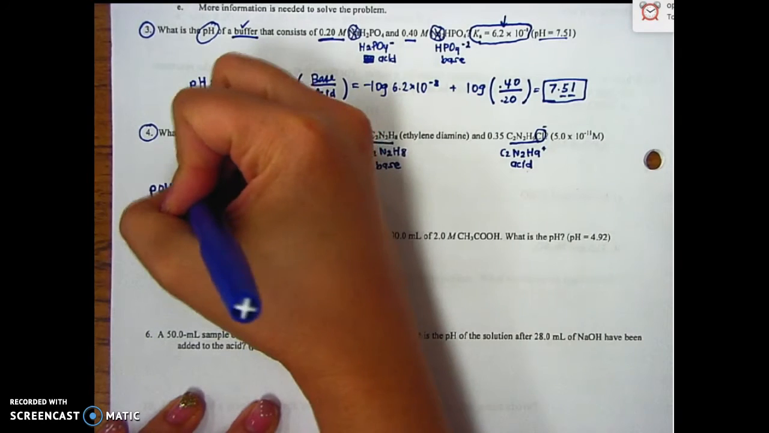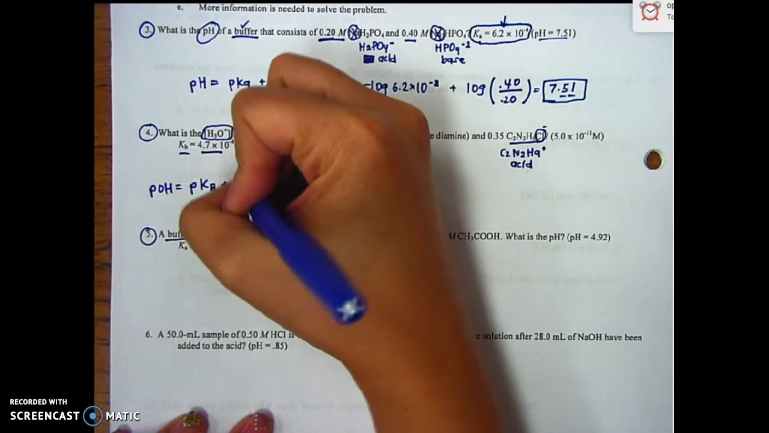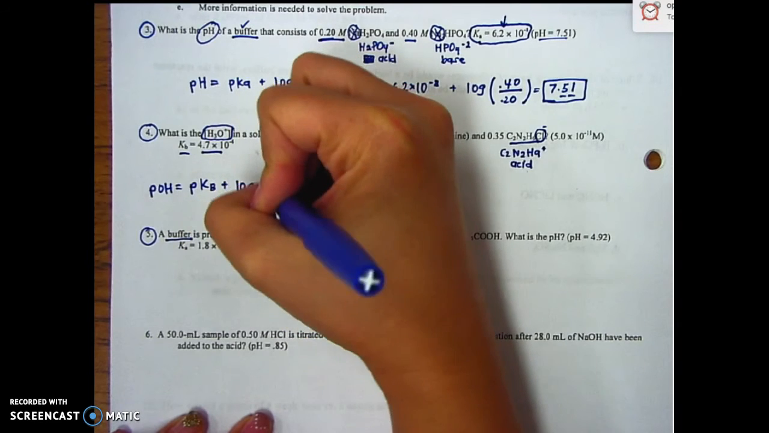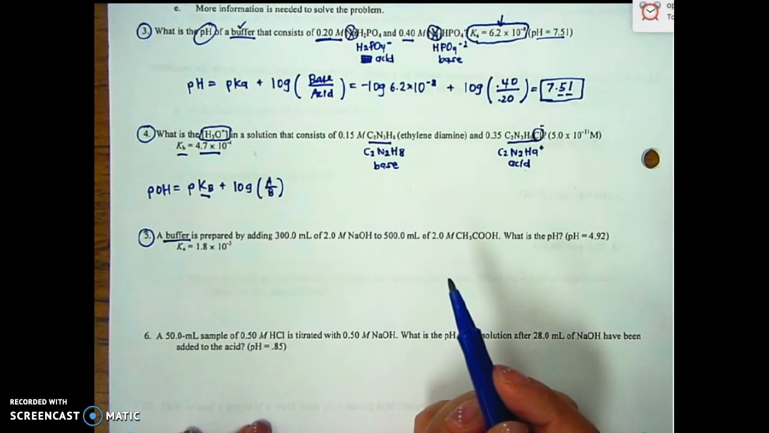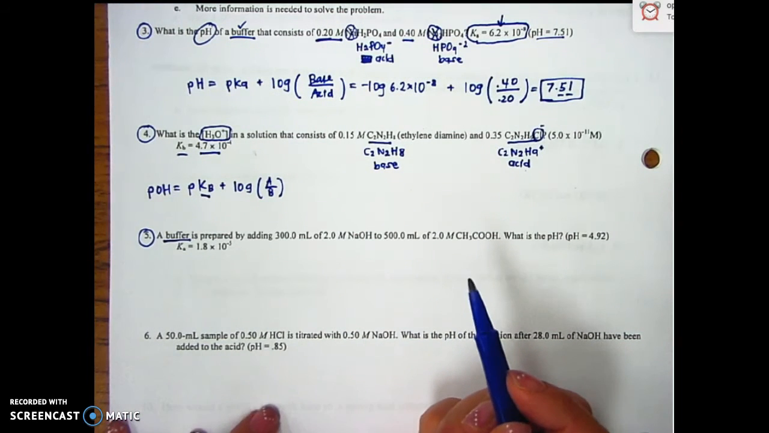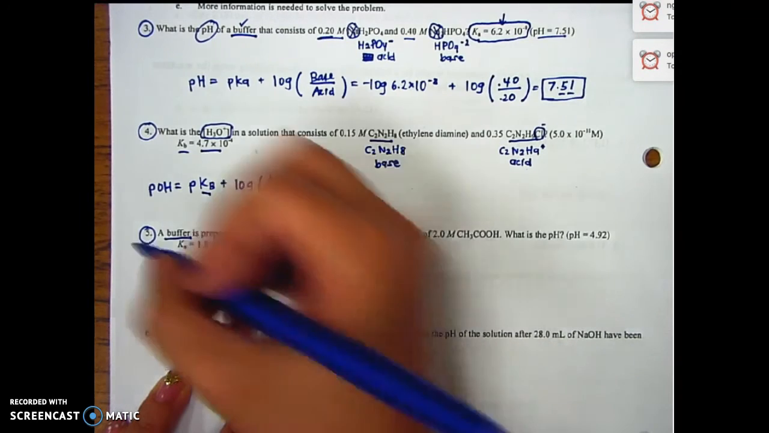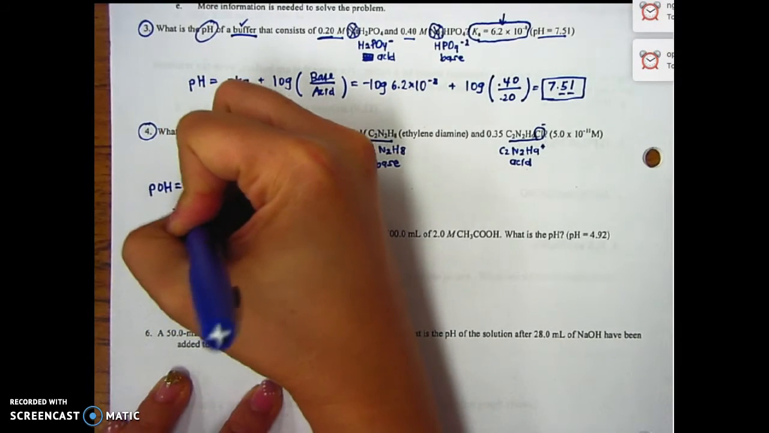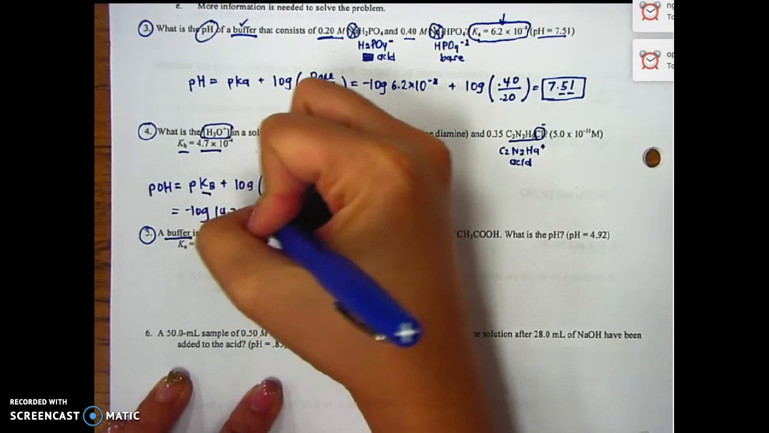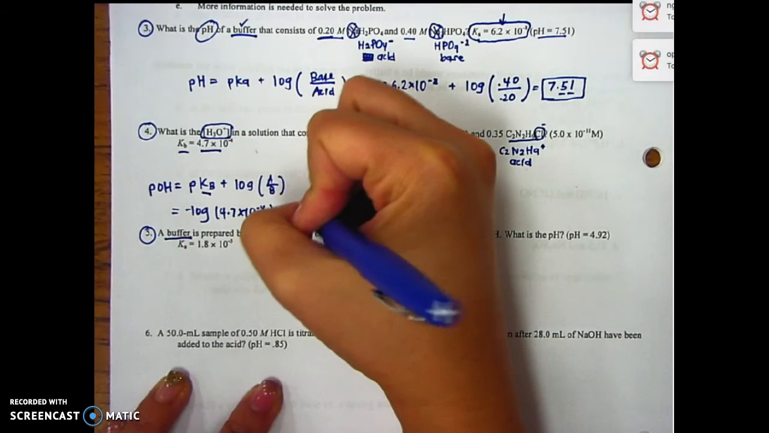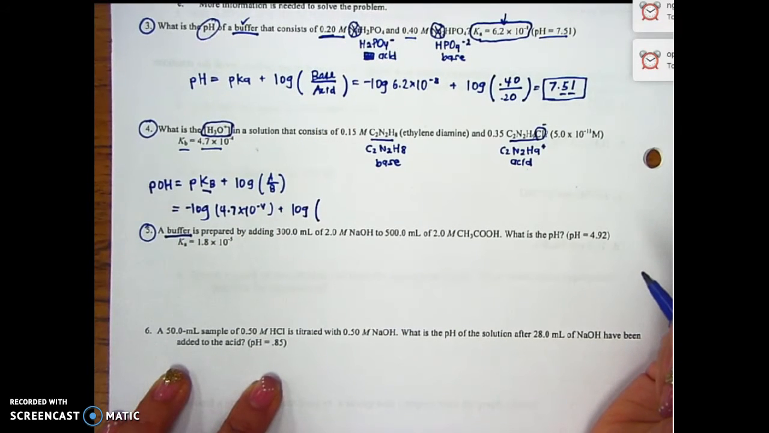So our pOH is pKb. You don't get the pOH equation for the AP test, but just know that the Ka swaps for the Kb, and then instead of base over acid, it's acid over base this time. And we're going to just go through and solve. It's negative log of my Kb value of 4.7 times 10 to the negative 4. And we're going to add it to the log of the concentration of acid over base.